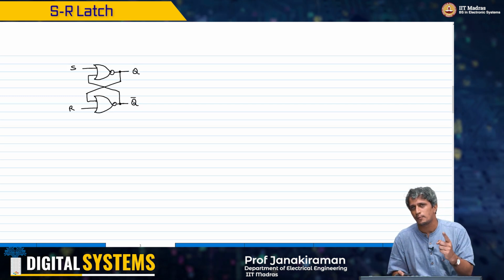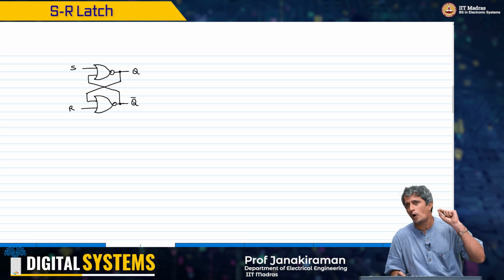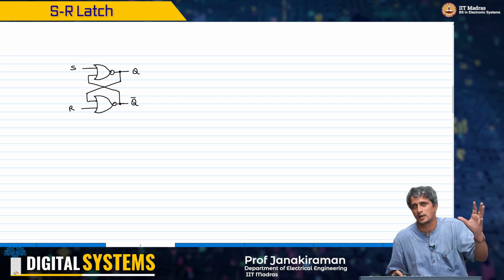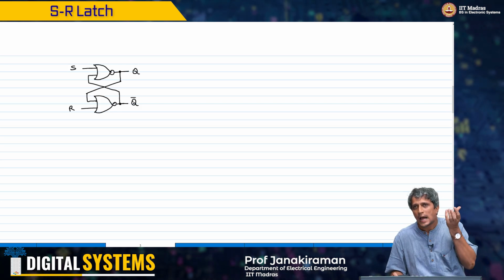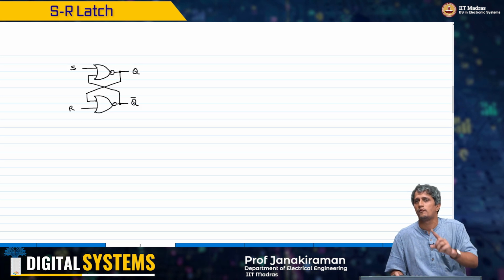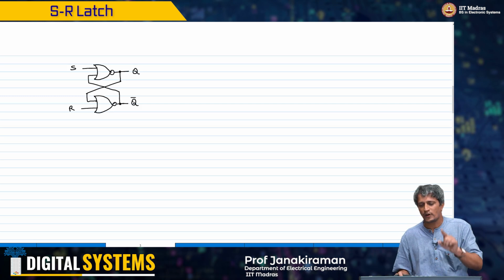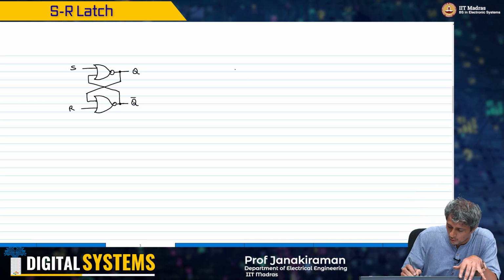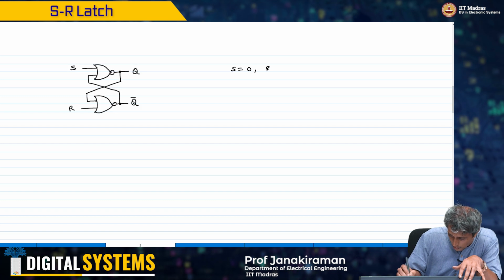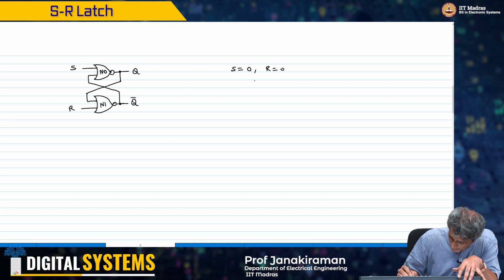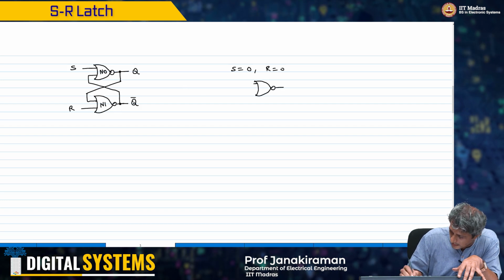Now how do we analyze this? Again, I told you the starting point is to simply analyze what is the condition in which this can hold the data. What is the no change condition? The NOR gate will behave like an inverter if one of the inputs to it happens to be a 0, right? And therefore, when I consider the case S equal to 0 and R equal to 0, then this effectively becomes like this.